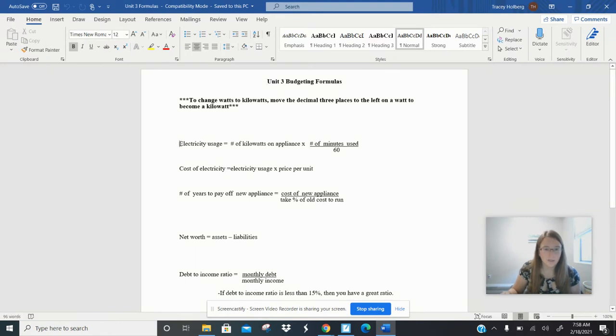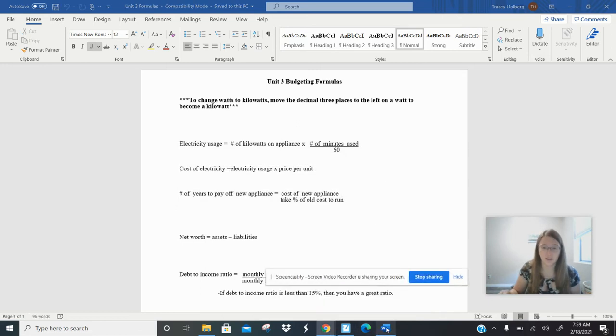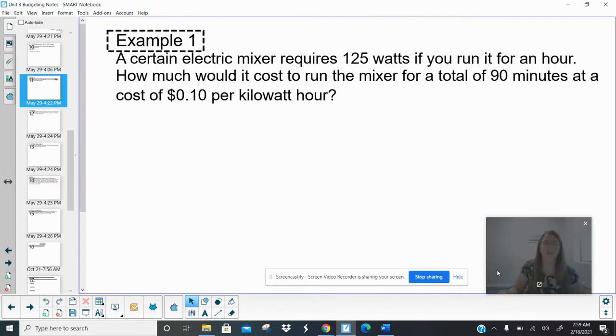I guess three. These two right here at the very top, and then that number of years to pay off new appliance. We're going to be looking at these three formulas. So again, you happen to have your formula sheet with your notes. You'll want to pull that out so we can reference it. So let's look at this first one.